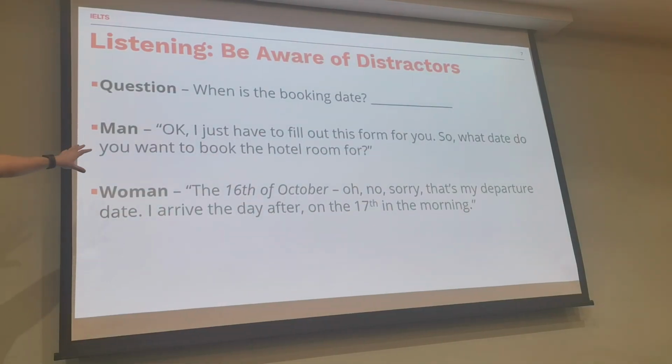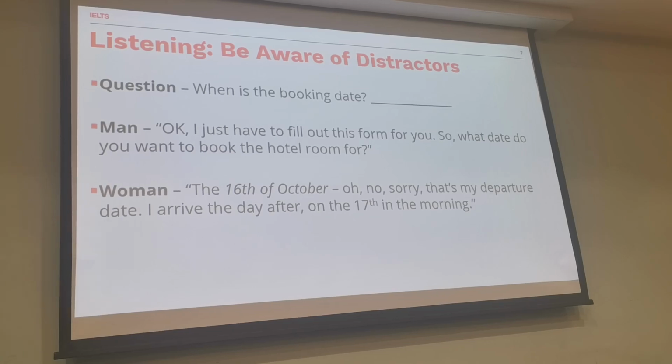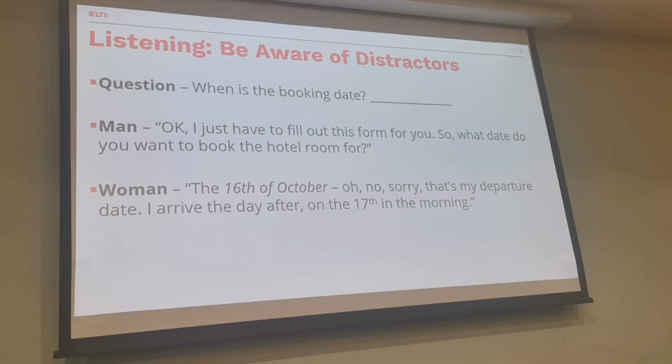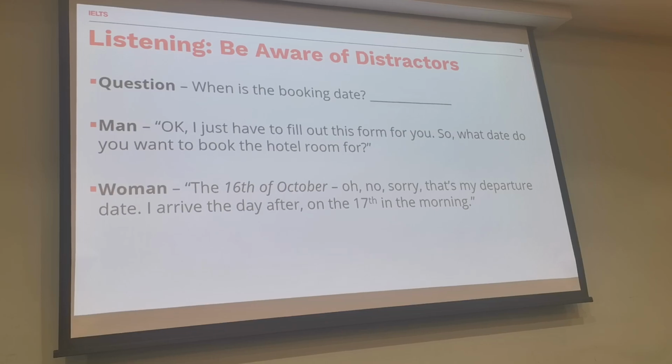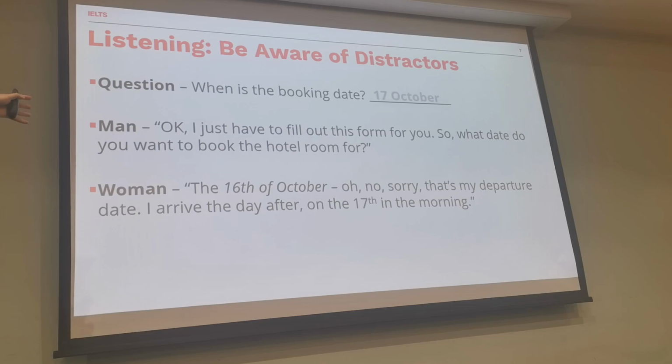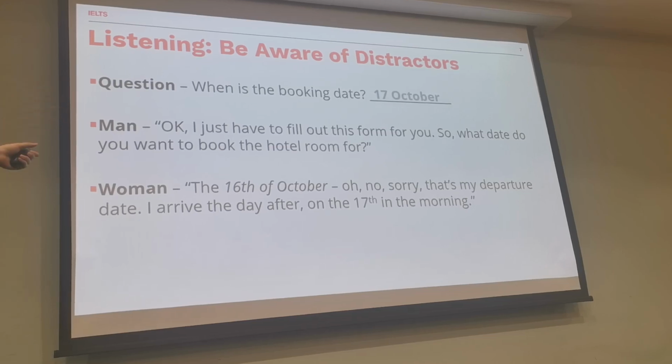This is the key thing that gets a lot of people, the distractors. They're going to put in lots of information. They're not trying to trick you, but you need to be very careful that you're directly answering the question. So if it says here, when is the booking date? "Okay, I just have to fill out this form for you, so what date do you want to book the hotel room?"